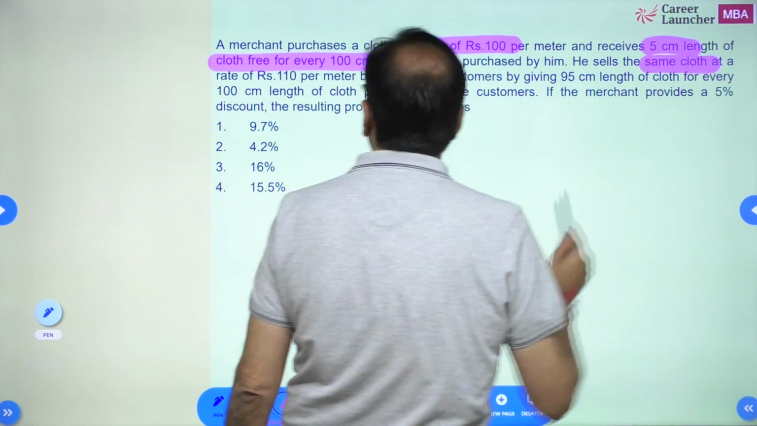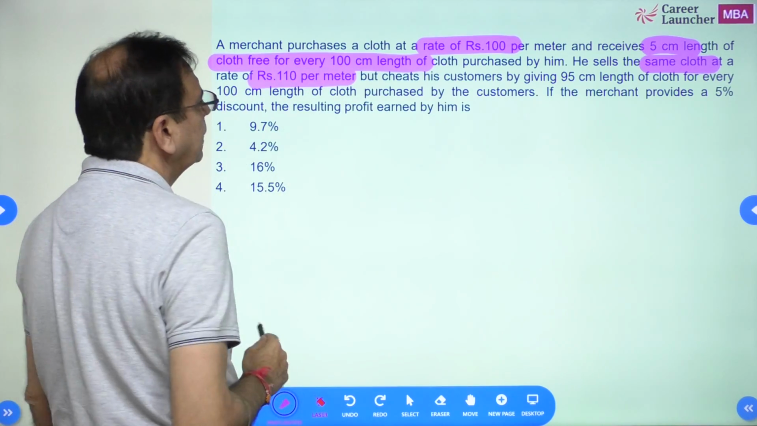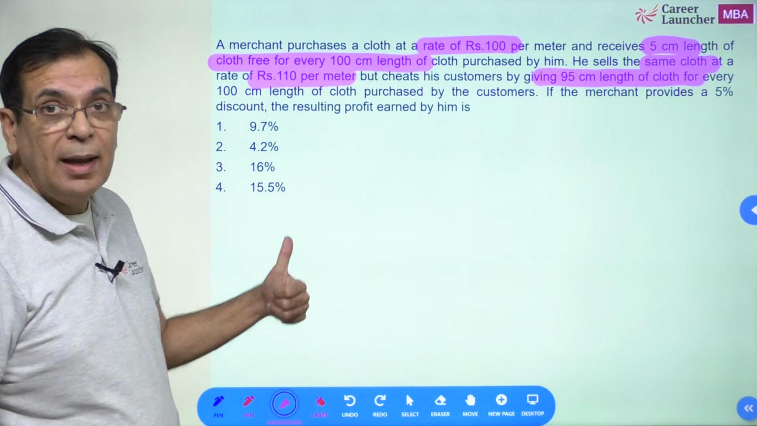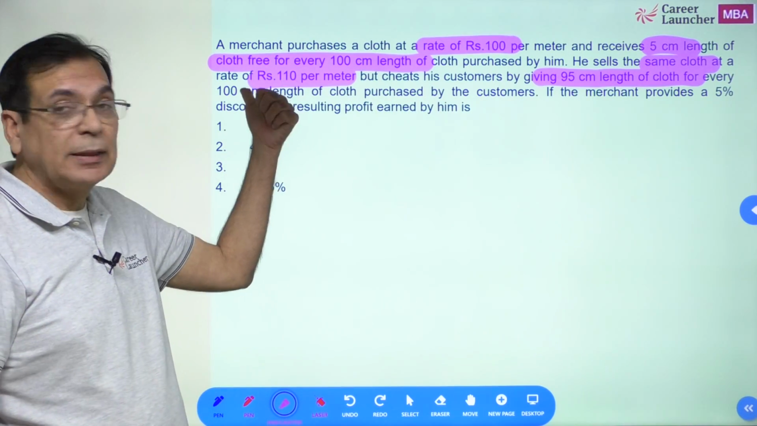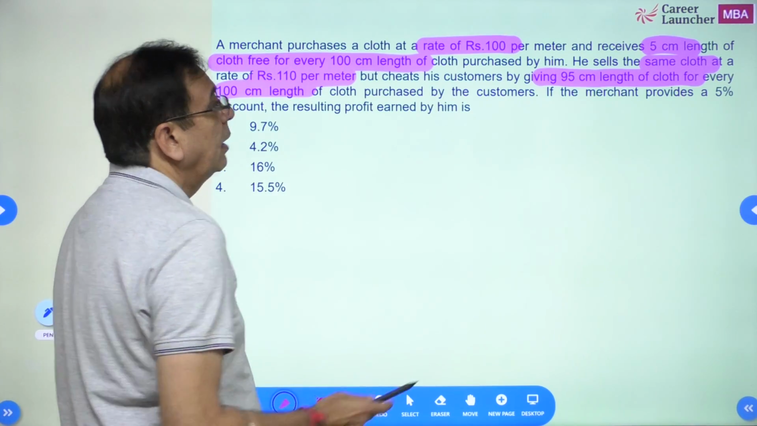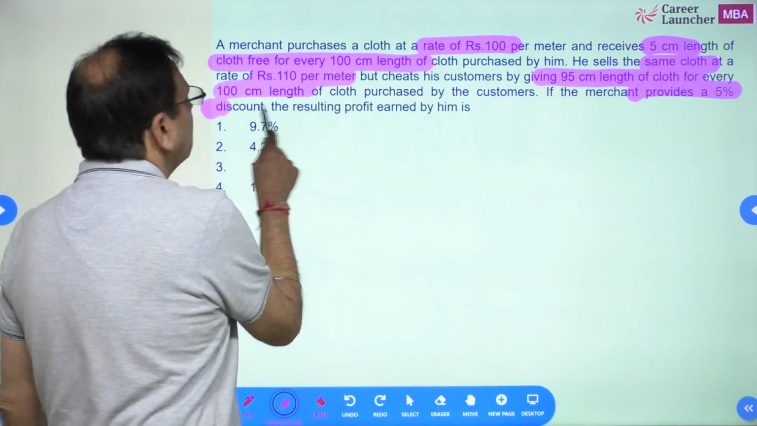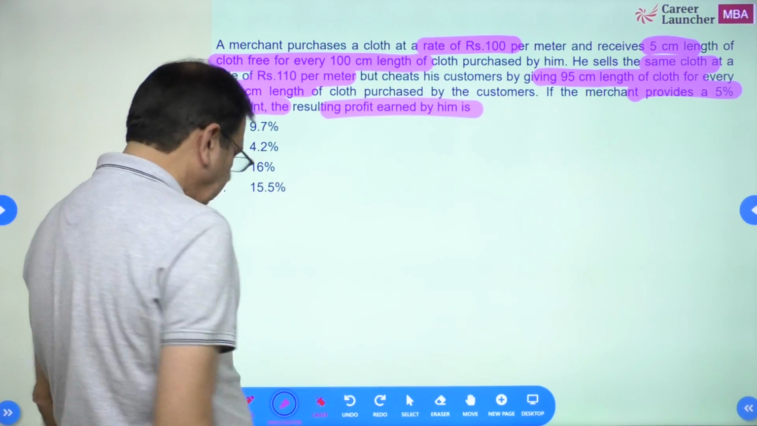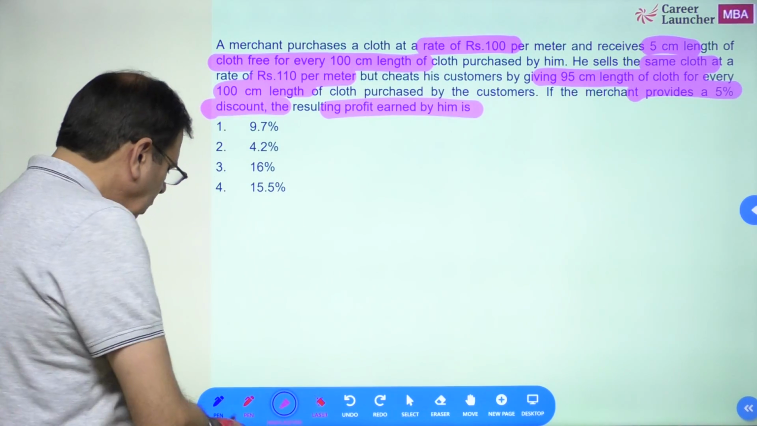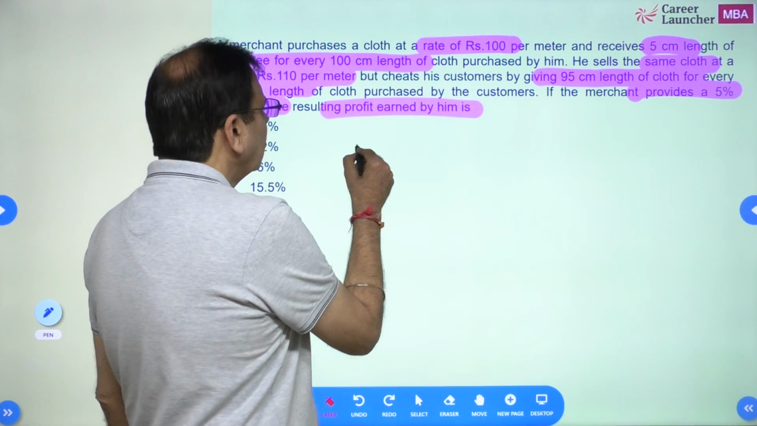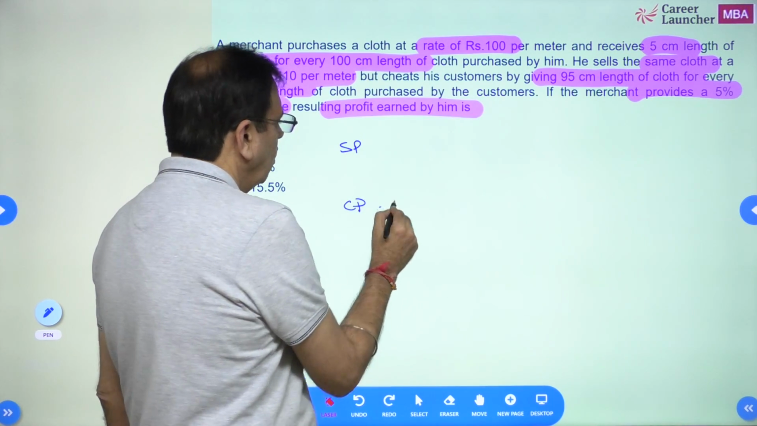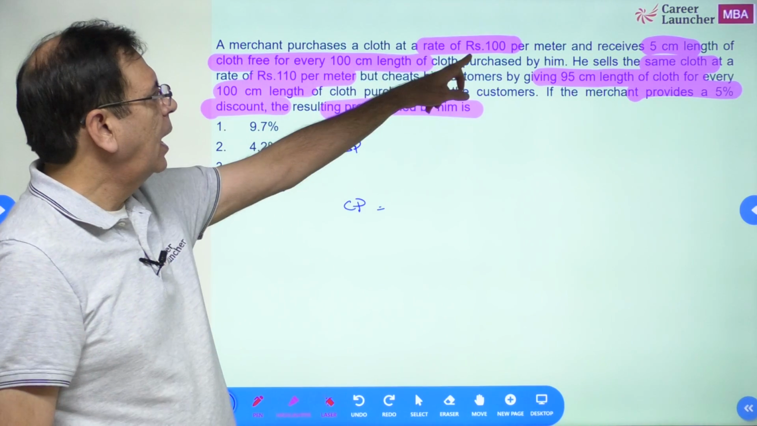He sells the same cloth at a rate of 110 per meter, but cheats the customer by giving 95 centimeters for every 100 centimeter length of cloth. बेच कितने पे था? He is selling 95 centimeters for 110 rupees. If the merchant provides a 5% discount, then what is the resulting profit earned by him? अच्छा, डिस्काउंट भी दे, 110 नहीं, he is selling it at 95% of 110. तो चलो देखते हैं क्या है. What is the selling price and cost price? ये लिख लेते हैं. What is the cost price? 100 rupees.